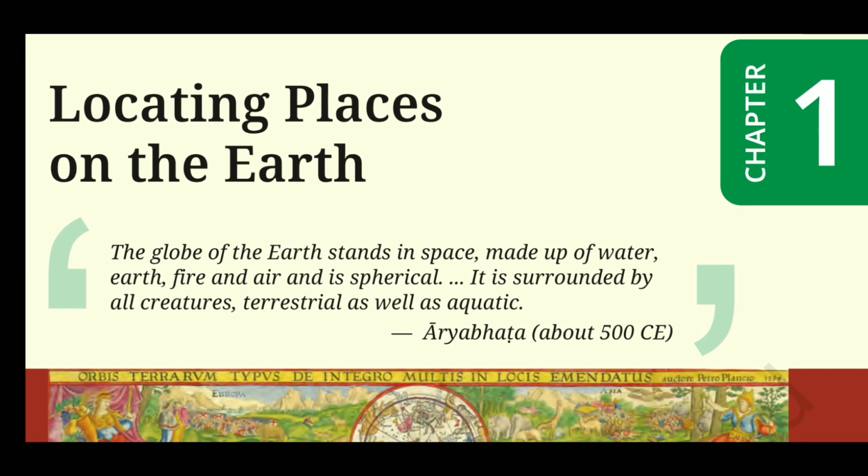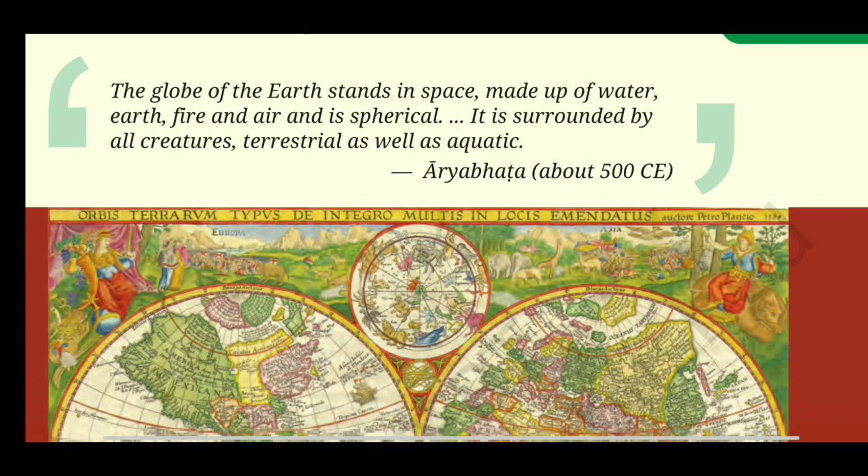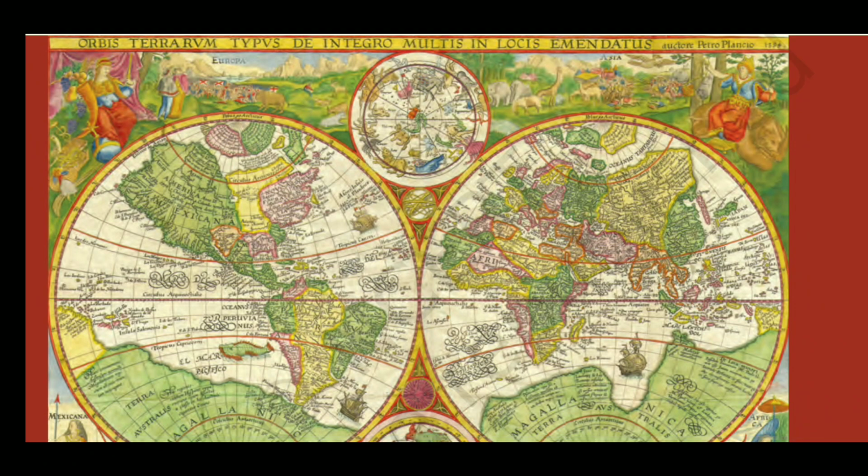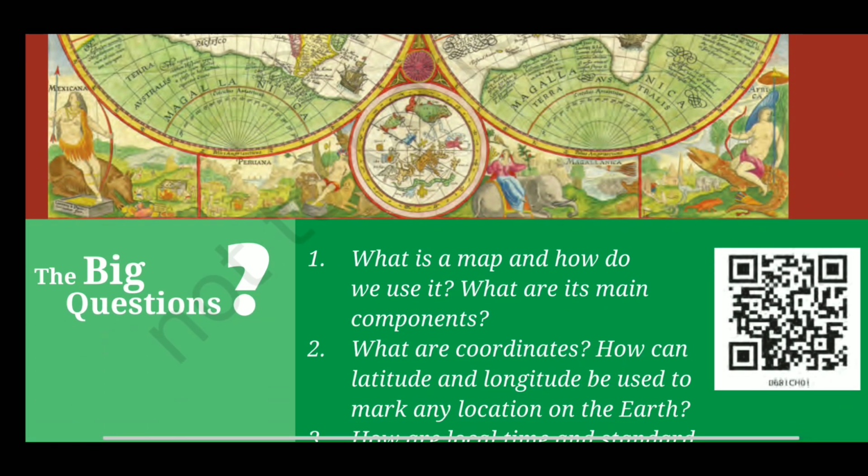Chapter 1: Locating Places on the Earth. The globe of the Earth stands in space, made up of water, earth, fire and air, and is spherical. It is surrounded by all creatures, terrestrial as well as aquatic, by Aryabhatta about 500 Common Era. Then there is a picture.